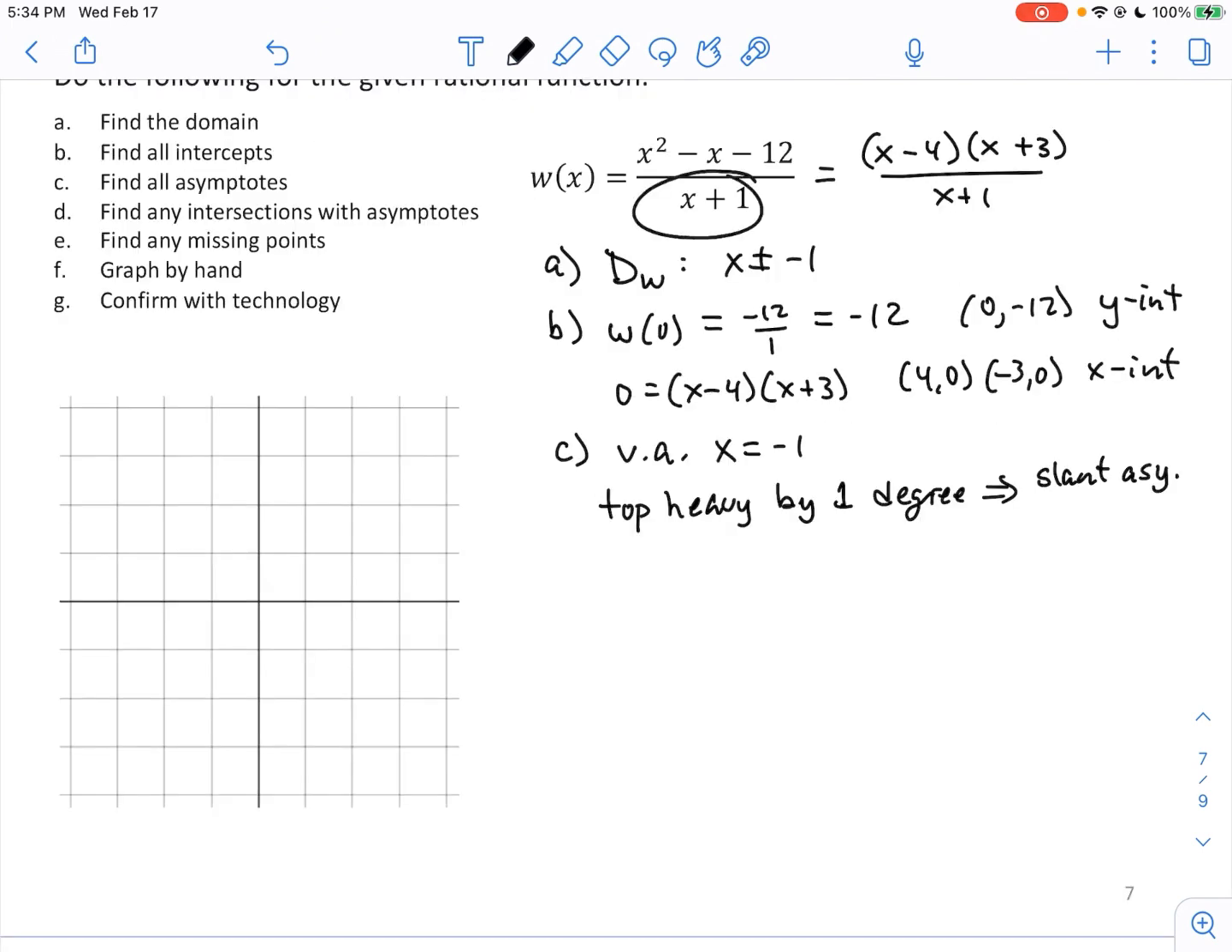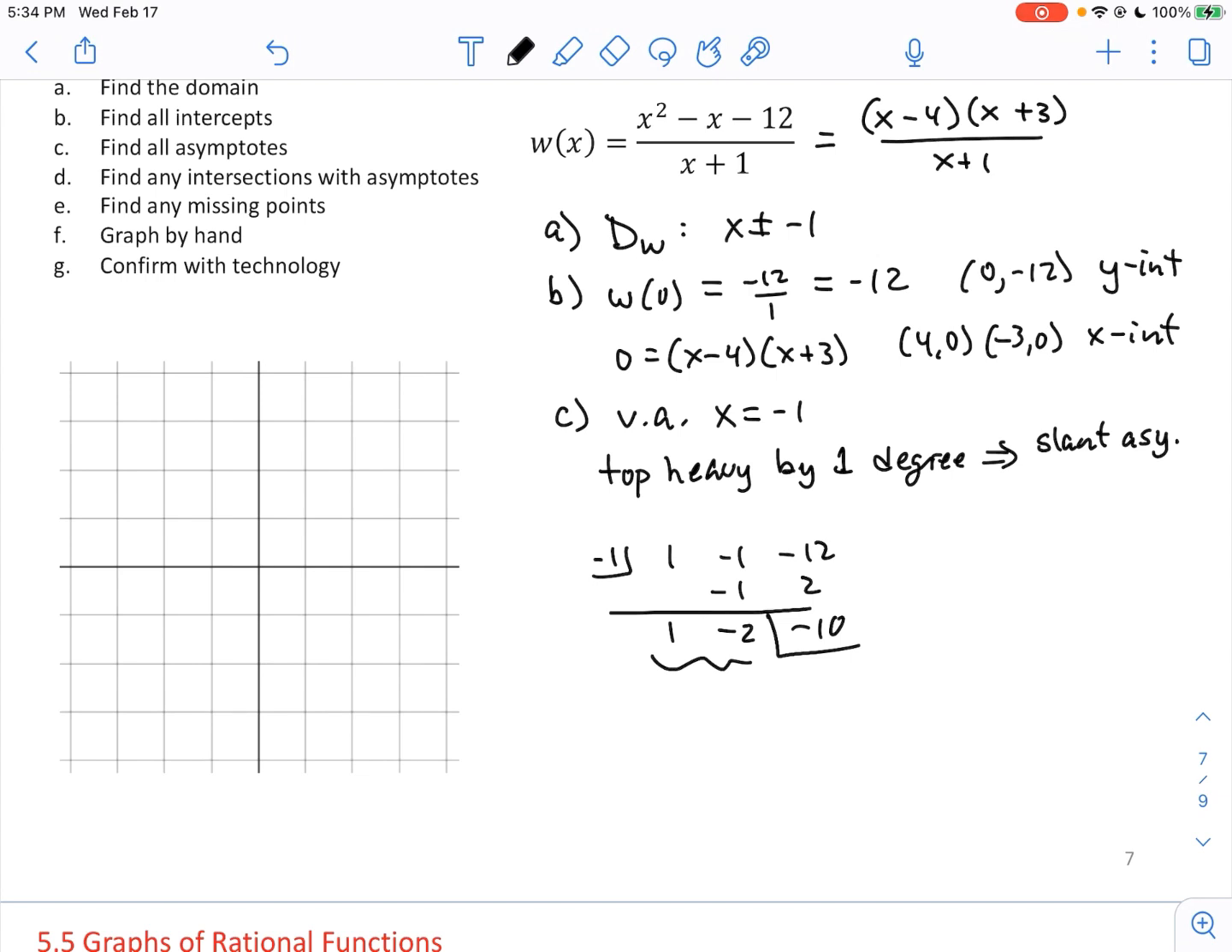Notice we're dividing by x + 1. So that means I could use synthetic division as well here. I could put -1 in the corner and then put the coefficients of the dividend. Bring the 1 down, multiply, add, and there's our remainder and here's our quotient. So the quotient is what winds up being the slant asymptote. So y equals, this is 1x minus 2. x - 2 is the slant asymptote.